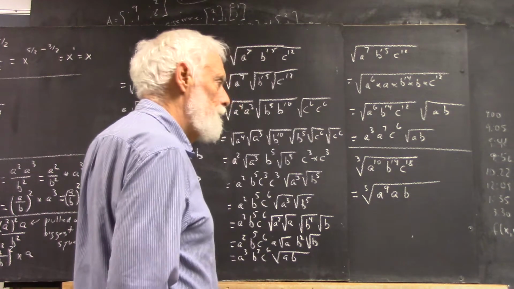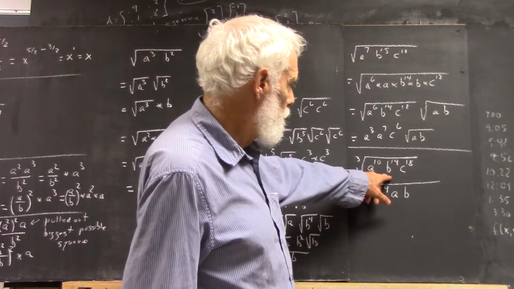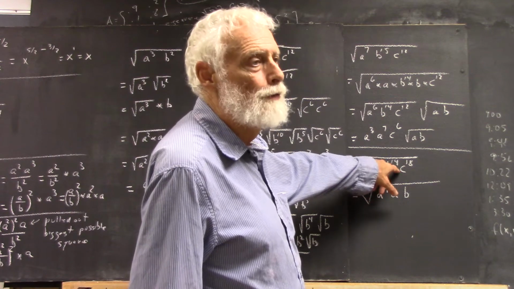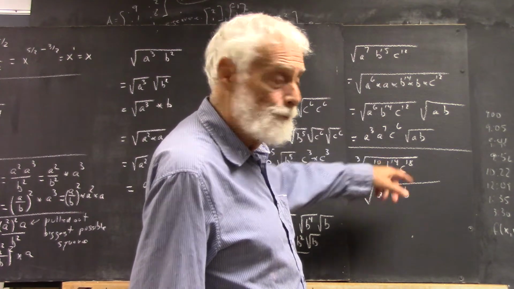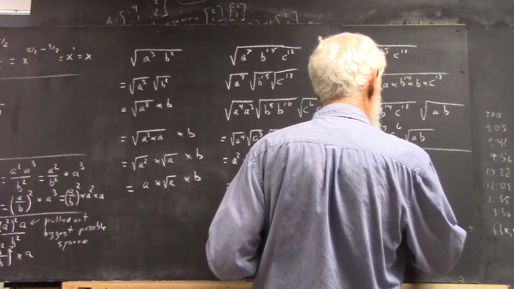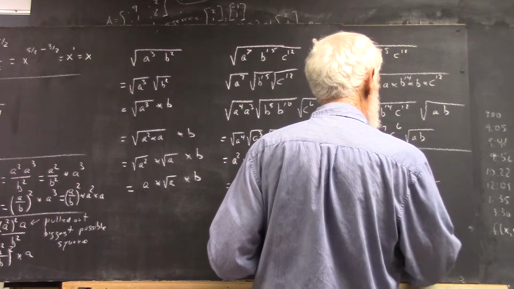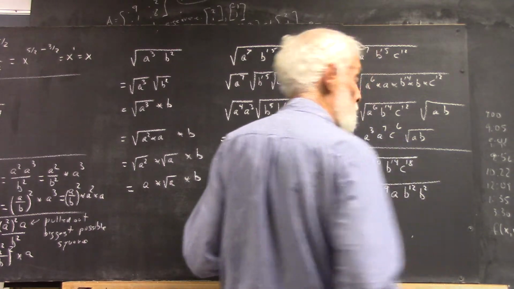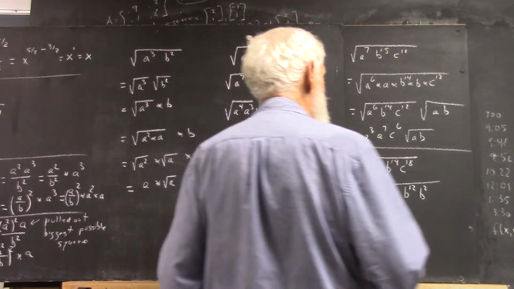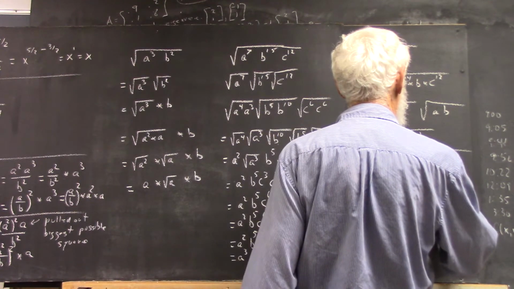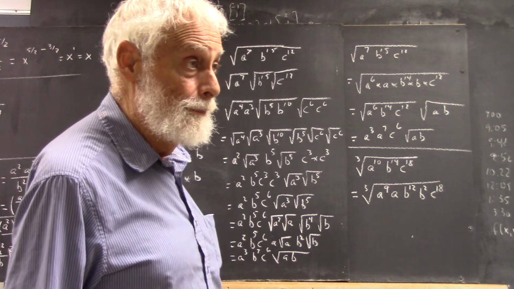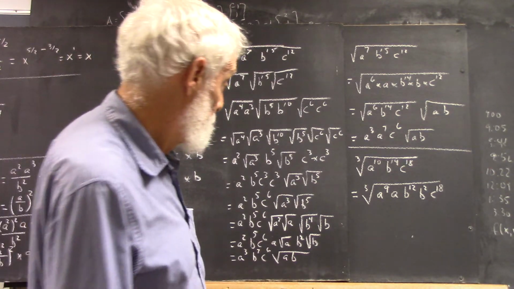What's the biggest multiple of 3 that we can pull out of b to the 14th? Well, the biggest multiple of 3 under 14 is 12, right? I didn't say that quite exactly right, but I think you got my meaning. So we're going to have a b to the 12th times b squared. And then 18 is a multiple of 3, so we'll have c to the 18th.